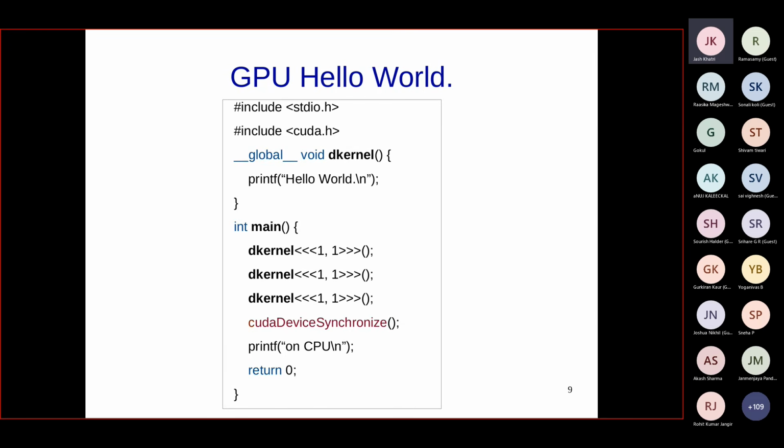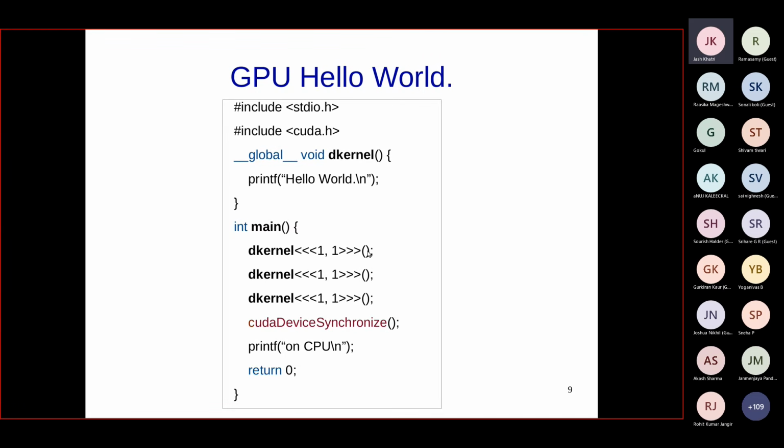Okay, so one key thing to observe here is that at CDS, the CPU will wait until each and every kernel call has finished. So it will never happen that "on CPU" will be printed before any of the hello world. That is one point you should note. And the second point I would like to emphasize is that each and every kernel call will execute serially, one after the other, because there is something called a queue or stream inside which each and every kernel goes. Let me explain with this example.